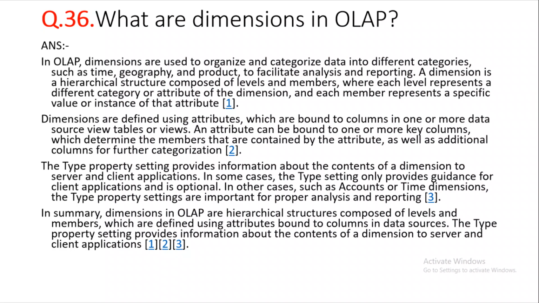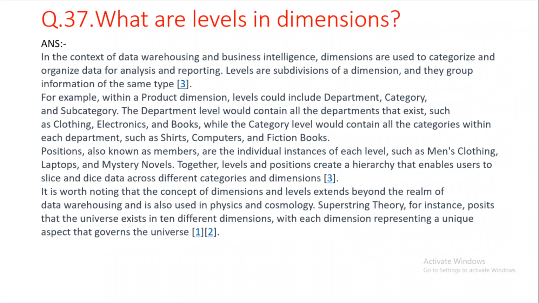In summary, dimensions in OLAP are hierarchical structures composed of labels and members, which are defined using attributes bound to columns in the data source. The type property setting provides information about the contents of a dimension to server and client applications.